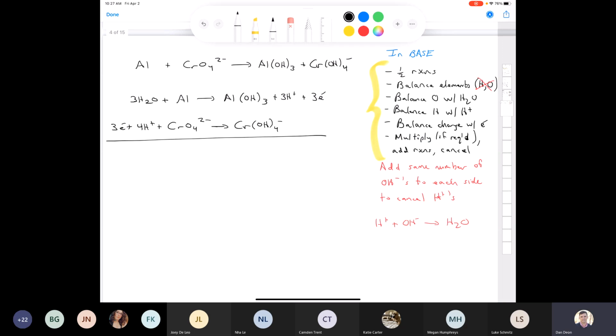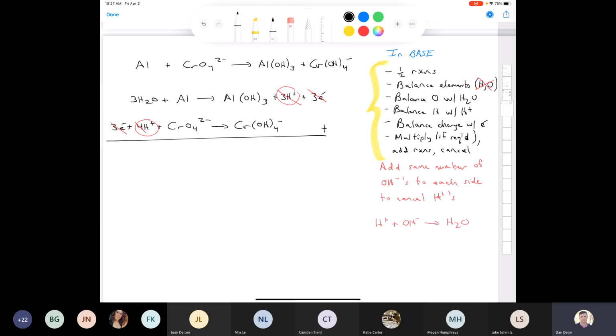Now I can just tally up those reactions. So I'm going to add those together. You see that the 3 electrons cancel on each side. You notice that you have 3 protons here and you have 1 proton over here. So all of these are going to be gone, and you're going to cancel 4 of those and be left over with 1 proton at the end.